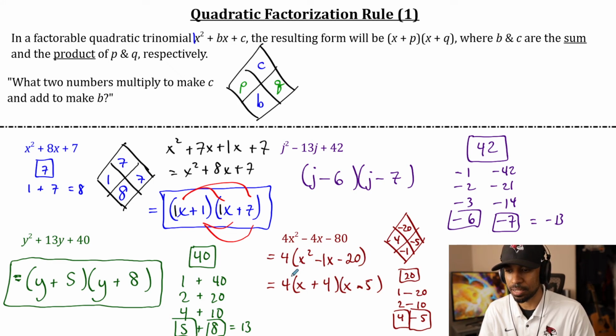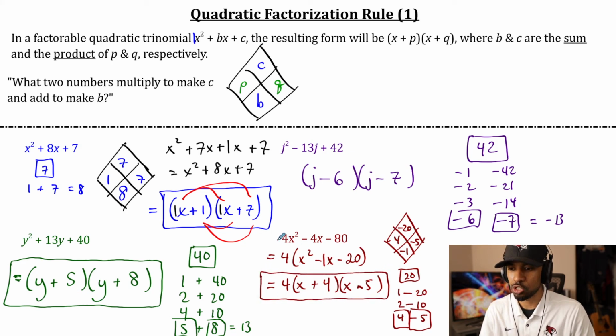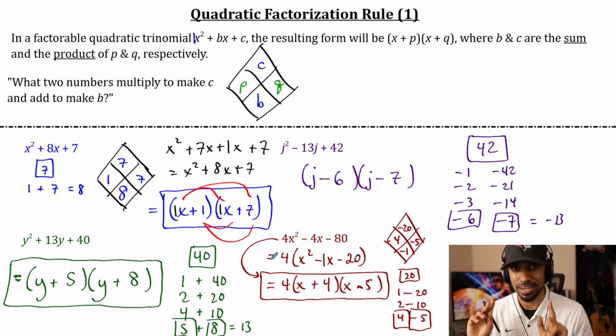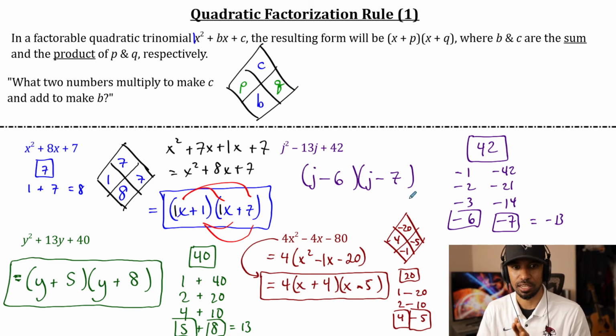You can distribute to double check. And the 4 is still on the outside. Remember, we factored this initial expression that did multiply by 4. I factored out the 4 first, and I'm always going to recommend that first. Find your greatest common factors. Again, next video is going to start with it. Find your greatest common factors first, and then you'll be taken care of there.